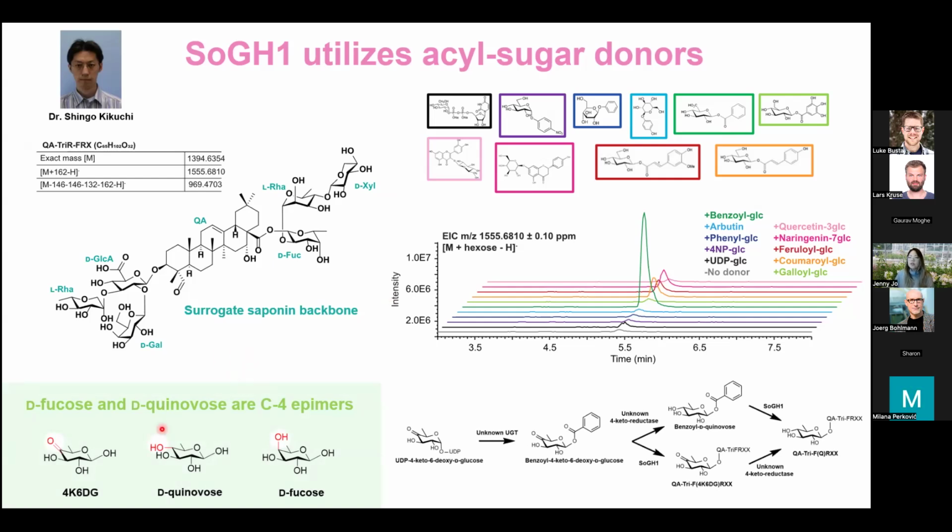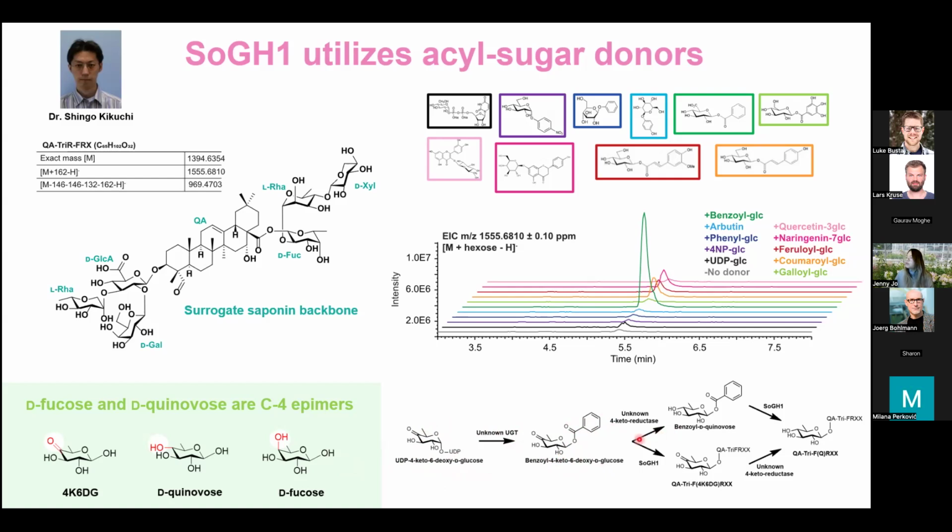And just a little note on quinavose biosynthesis as well. So I mentioned D-fucose before, and D-fucose and quinavose are actually C4 epimers. So this is 4-keto-6-deoxy glucose, which is the precursor to getting to D-fucose. And here you can see that quinavose and fucose are just C4 epimers. So our current working hypothesis is that the quinavose biosynthesis may be very similar in mechanism to the fucose biosynthesis as well. We think that it will start with UDP 4-keto-6-deoxyglucose, and perhaps an unknown UGT will put it onto an acyl backbone to make an acyl 4-keto-6-deoxy-D-glucose. Here we just have benzoyl for illustrative purposes, but we don't know what the acyl group is going to be like.